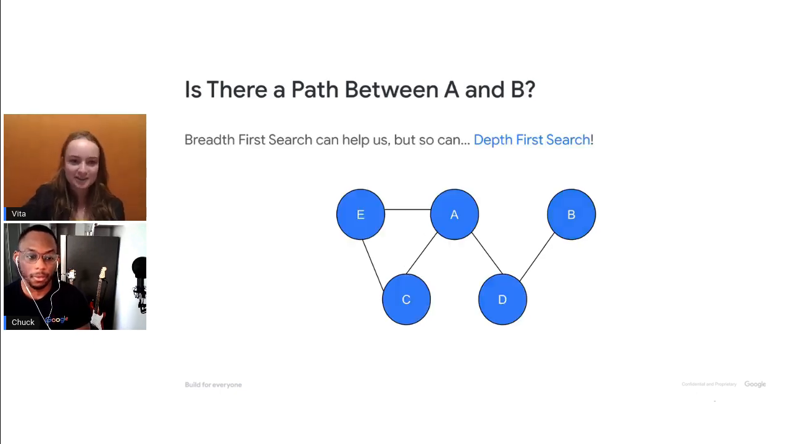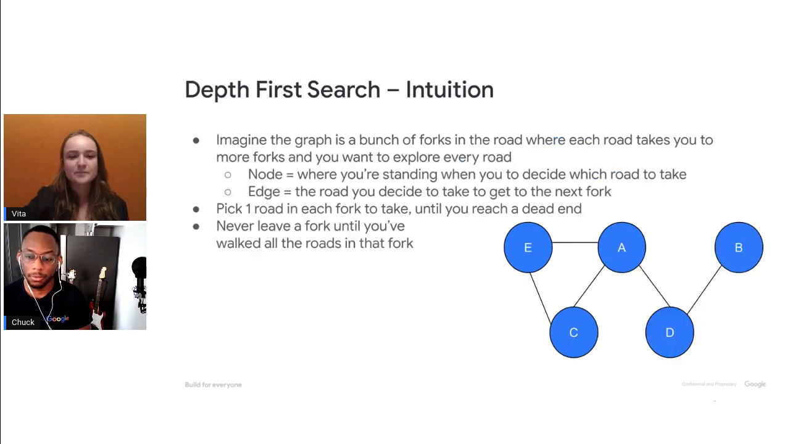Okay, so another question that we can use graphs to answer is finding whether or not there is even a path between A and B. I just did that with breadth first search, but let's look at how we can do it with depth first search as well. A little intuition for depth first search: imagine that the graph is a bunch of forks in the road, and each road takes you to more forks. So you want to explore every road, and you have to take each road as far as you can go, basically up to a dead end, before you turn around and make your path back to explore the other forks.